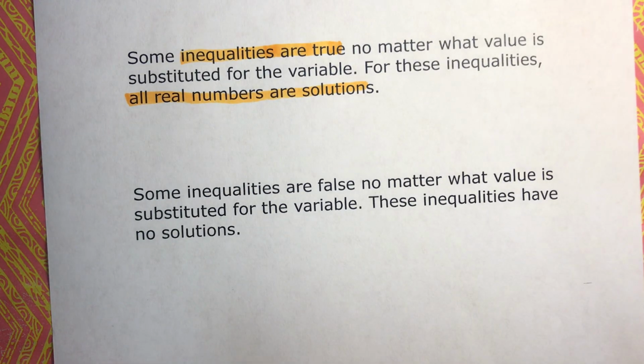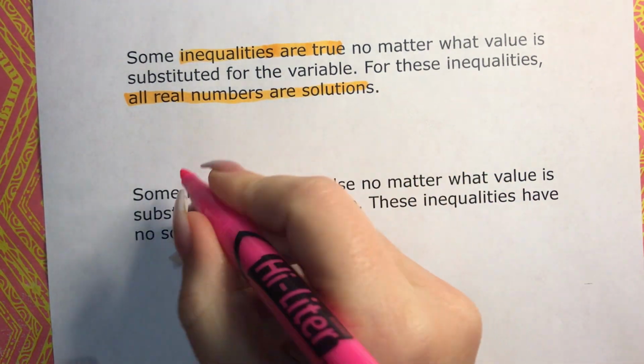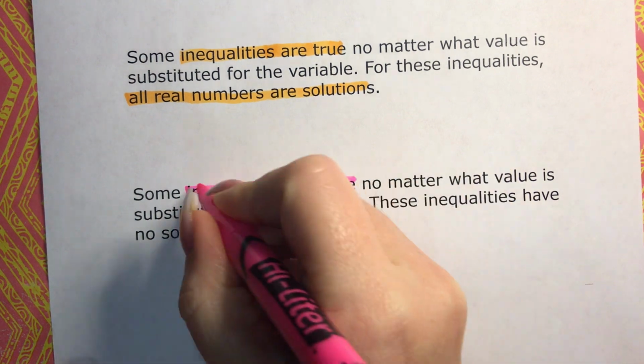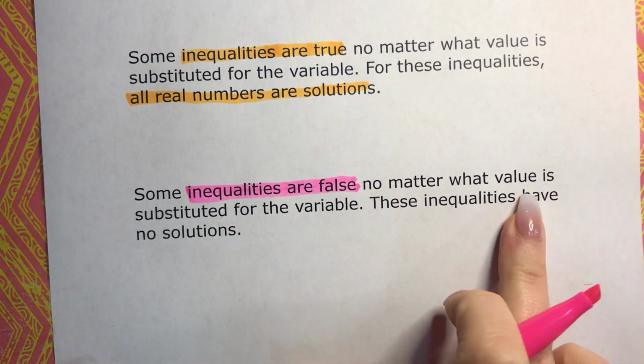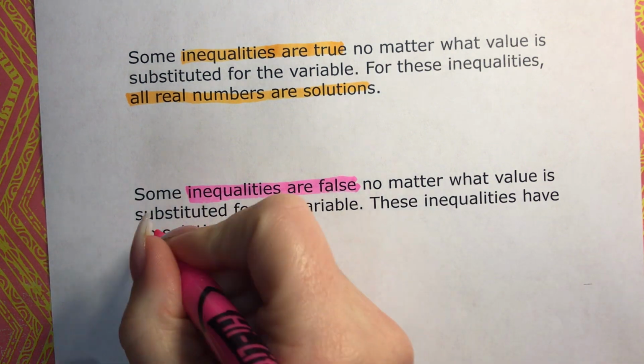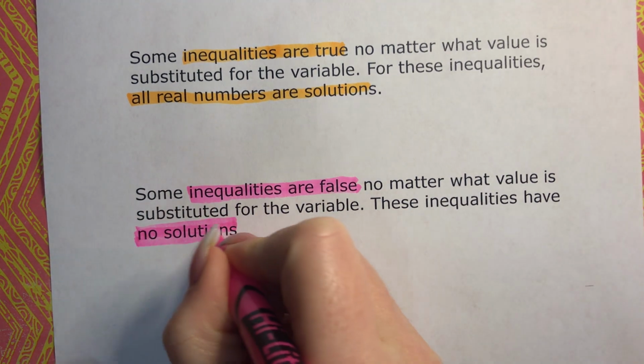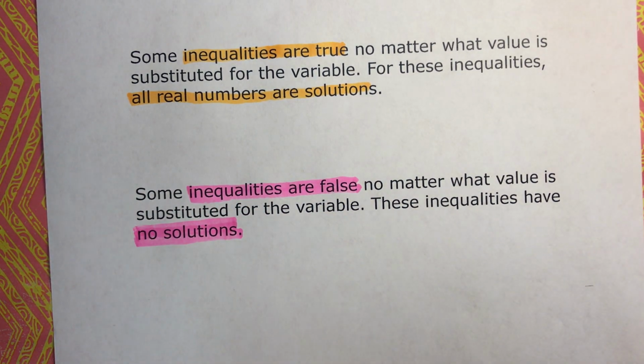Now down here, whatever goes with all real numbers are solutions is this. Some inequalities are false no matter what value is substituted for the variable. These inequalities have no solutions. So now we're going to be looking at examples where the answer is all real numbers and no solutions. So let's get started with example 4.